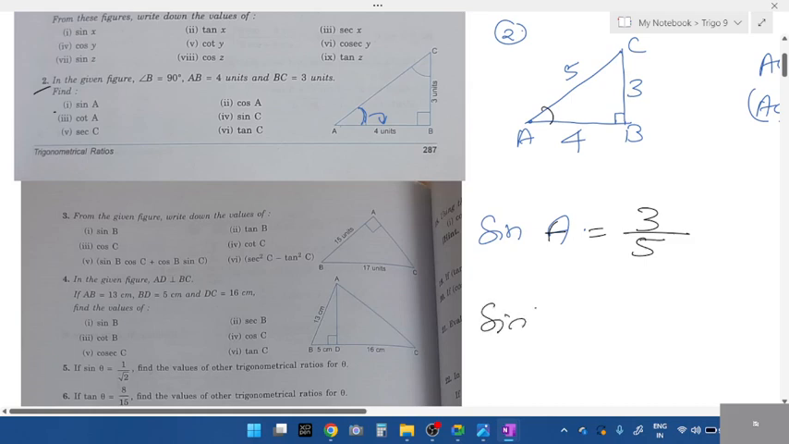What if I write sine C, students? Tell me sine C. For angle C, which is perpendicular? Yes, 4 by 5. Is it clear? Last time you had confusions, right? Okay, complete this, students. There are 6 questions. Try all 6. Be quick. Today we have to complete the first exercise.